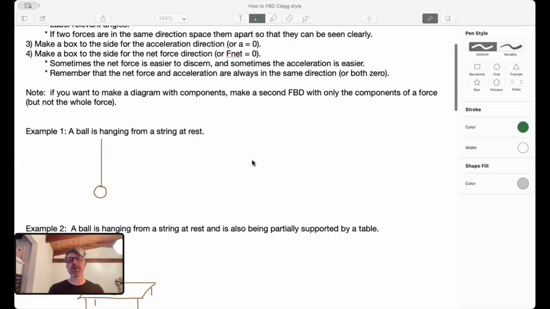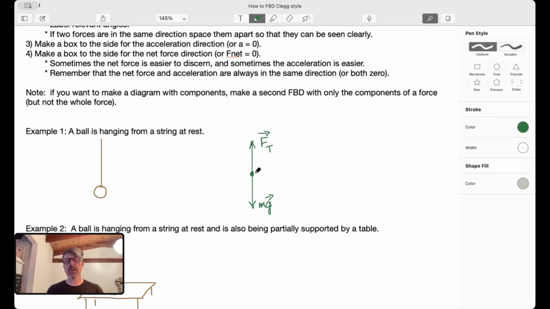So example 1, a ball is hanging from a string at rest. So we're going to make a dot to represent the ball. We're going to put the two forces on there that are acting. One is gravity going down, and we'll call that mg. Sometimes we call it F sub g, but sometimes we'll call it mg. And we're going to make a force going up for the tension. There are different ways of calling tension, but I'm going to call it F sub t for this one.